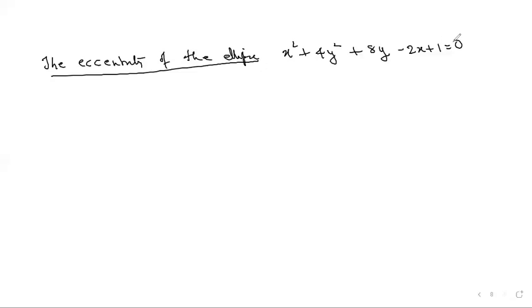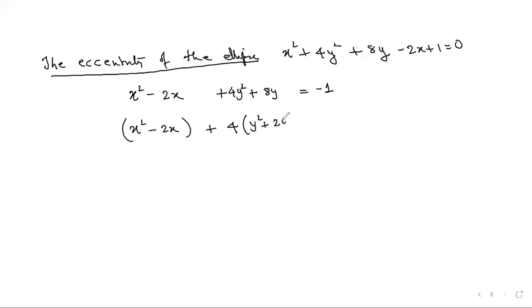So bring all x together, y together, constant on the right. If there is any coefficient, take the coefficient of y square common. For x square the coefficient is 1. Then for y, it is 4y square plus 8y. So x square minus 2x, you take it together. 4 you have to take common because you have to make the coefficient of y square 1.